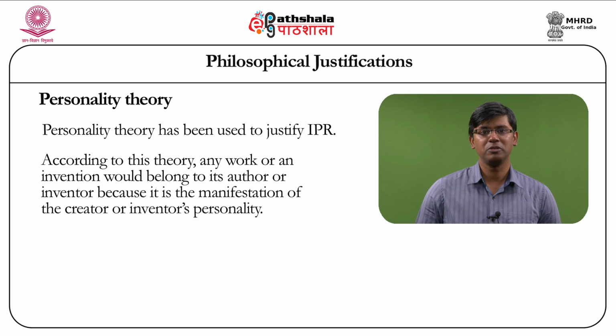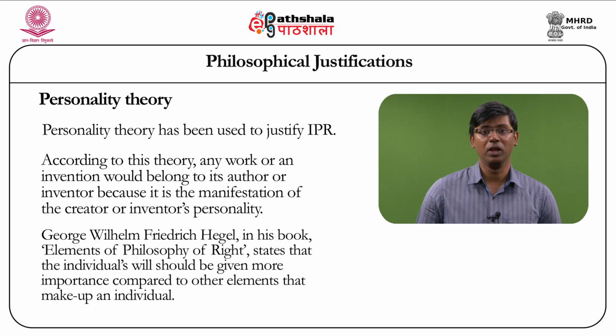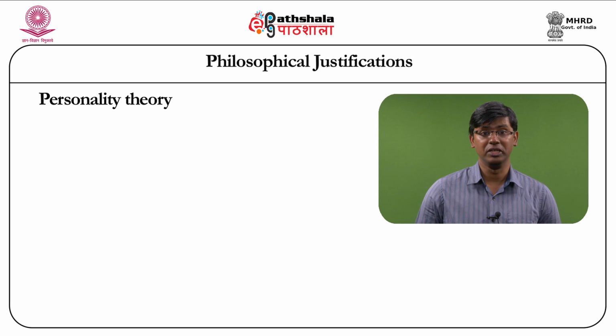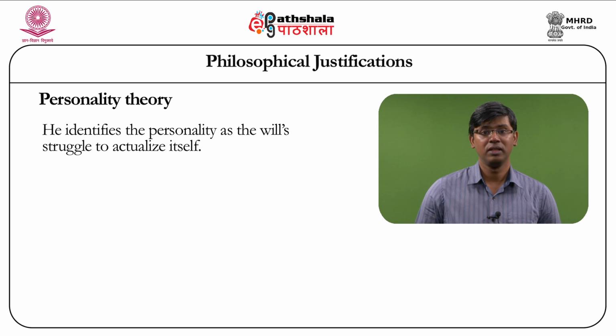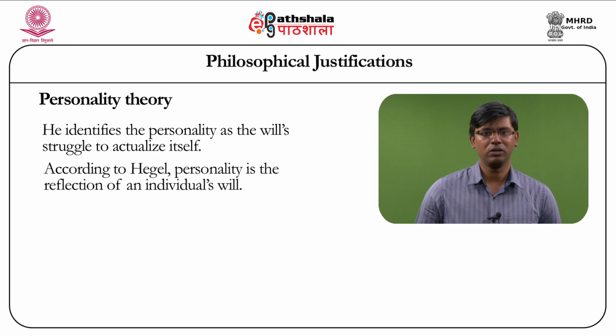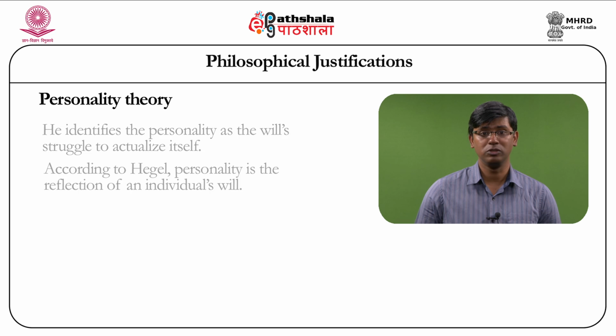The person who espoused this theory is George Wilhelm Friedrich Hegel in his book Elements of Philosophy of Right. He states that the individual's will should be given more importance compared to other elements that make up an individual. He identifies the personality as the will's struggle to actualize itself. According to Hegel, personality is a reflection of an individual's will.